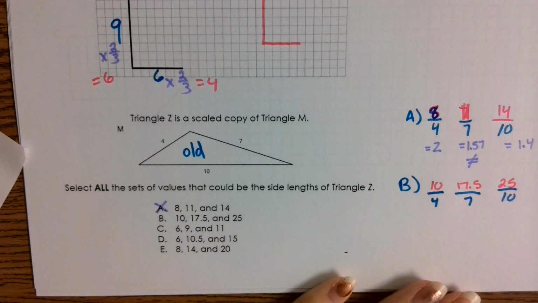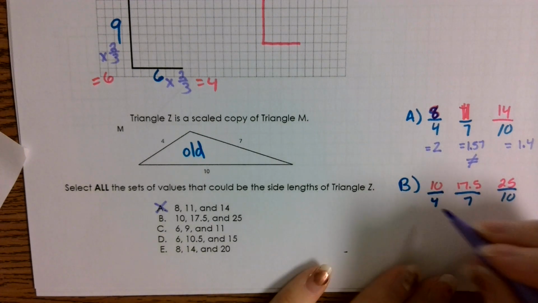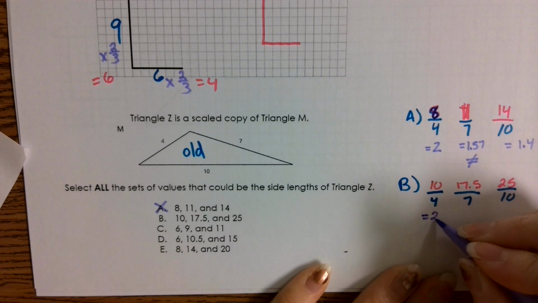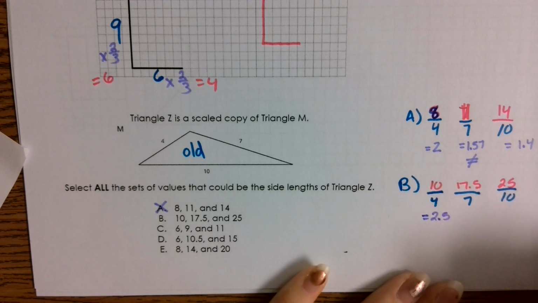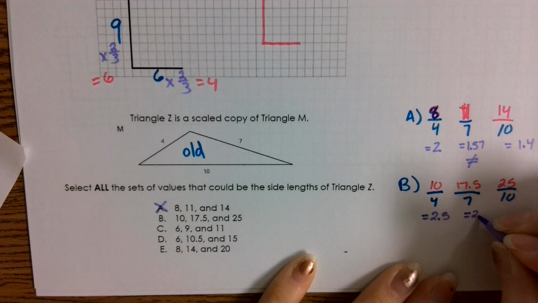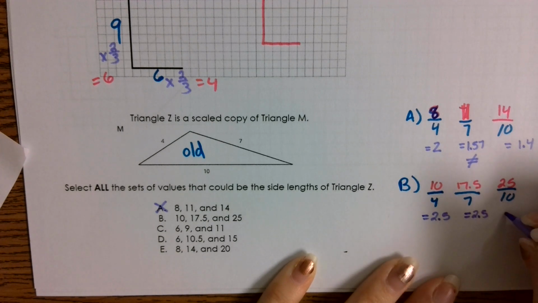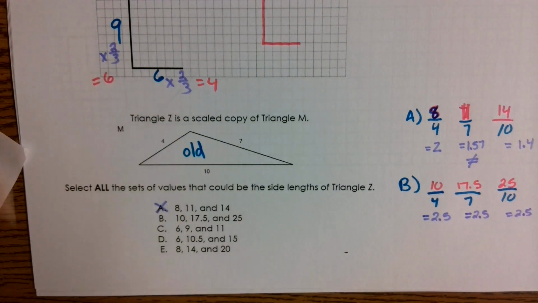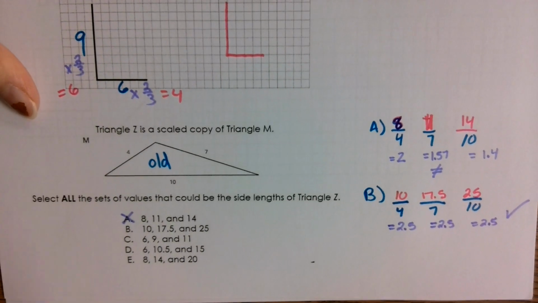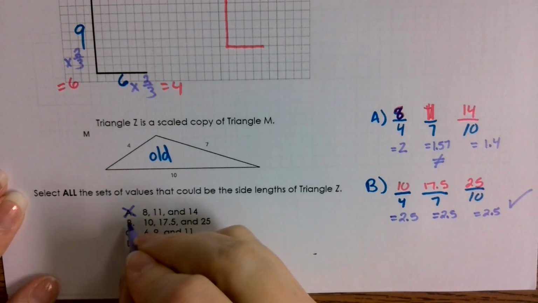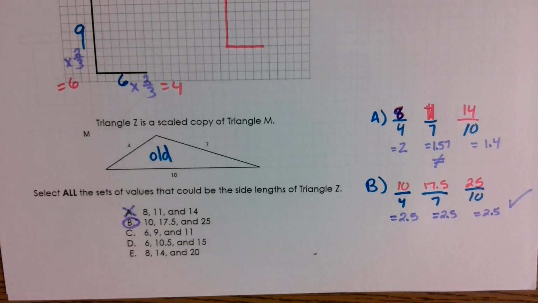Okay? When we do so, 10 divided by 4 comes out to 2.5. 17.5 divided by 7 comes out to 2.5. 25 divided by 10 comes out to 2.5. So this is a scaled copy. This is considered to be a scaled copy because they all come out to the exact same value. So that is one of our scaled copies. Now let's check the next one. We're going to check C.